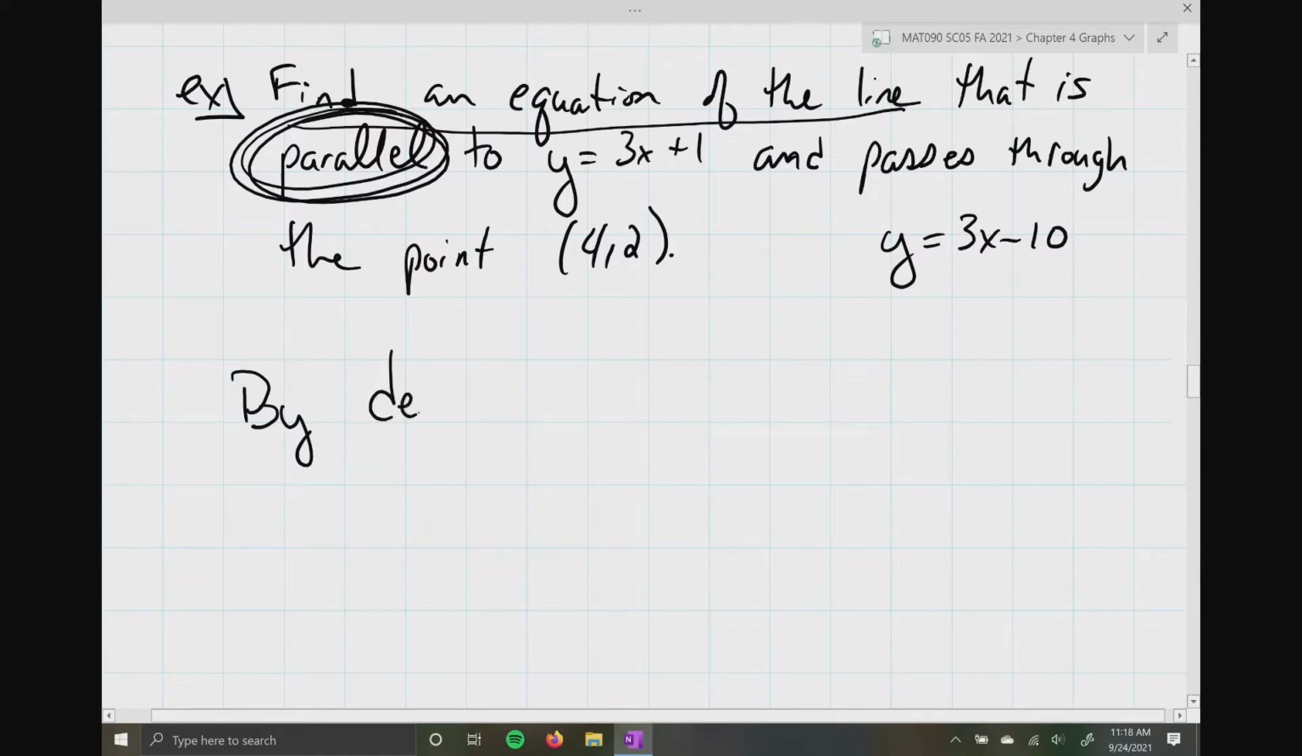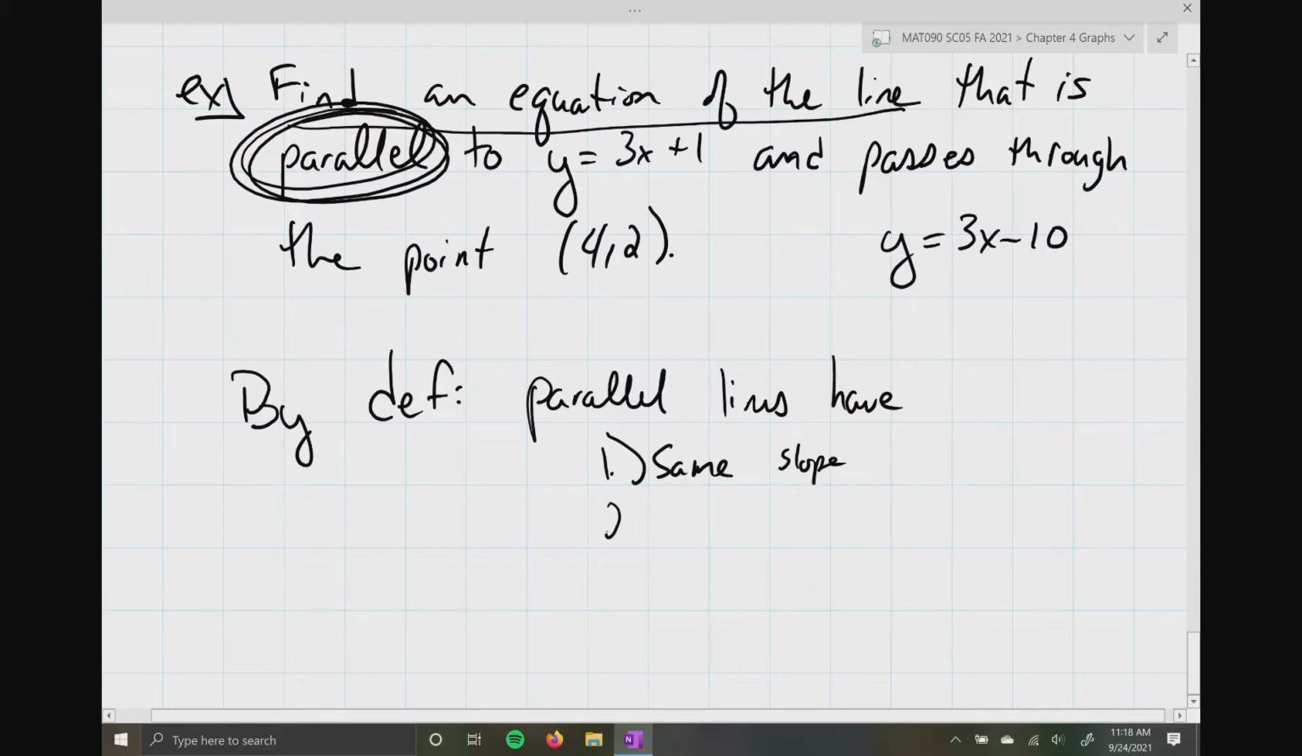By definition, parallel lines have the same slope and two different y-intercepts. So far, if I'm looking at Haley's line, 3x, the slopes are the same.